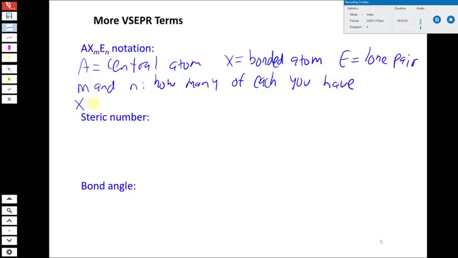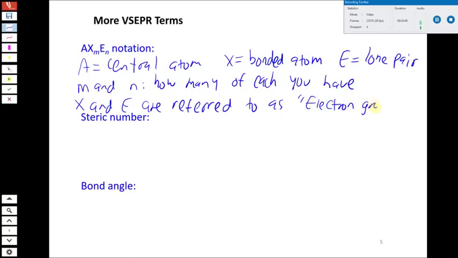And then X and E, these bonded atoms and these lone pairs, are what are referred to as electron groups. So when we say the electron group arrangement, it's again the arrangement of all of these things around the central atom, both the atoms that are bonded to it and any lone pairs on the central atom. That's what we generically refer to X and E as: our electron groups.